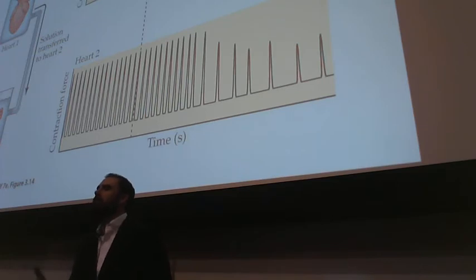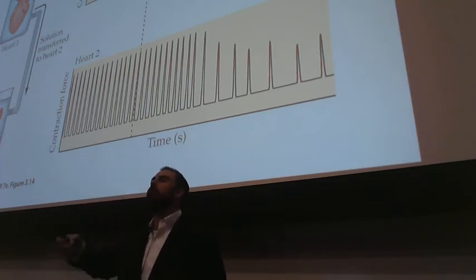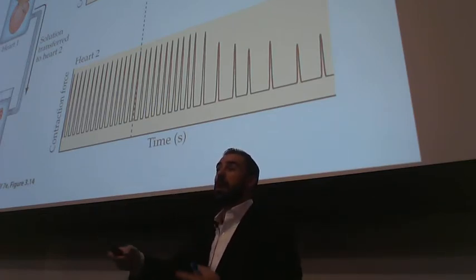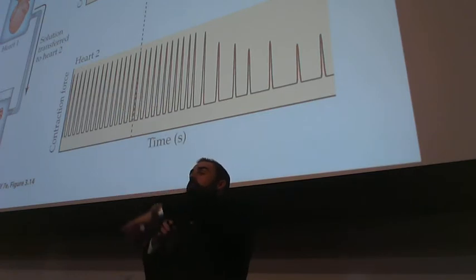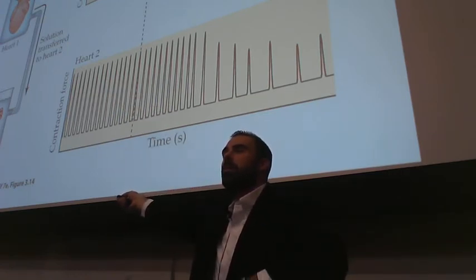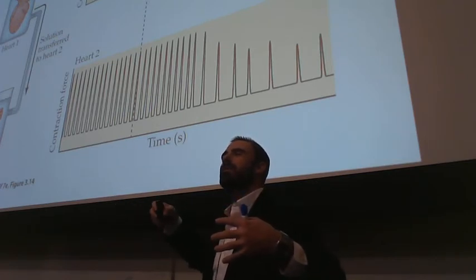There has to be something chemical that's moving through the fluid, that was presumably released by virtue of the electrical stimulation on the first heart. There's some chemical that must have been released and transferred through the fluid and somehow affected this heart. Does that logic make sense? You guys all on board?